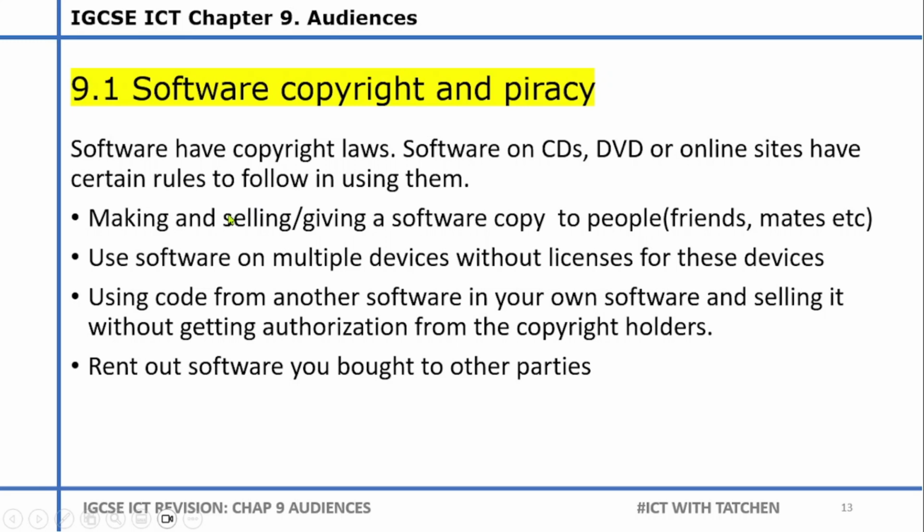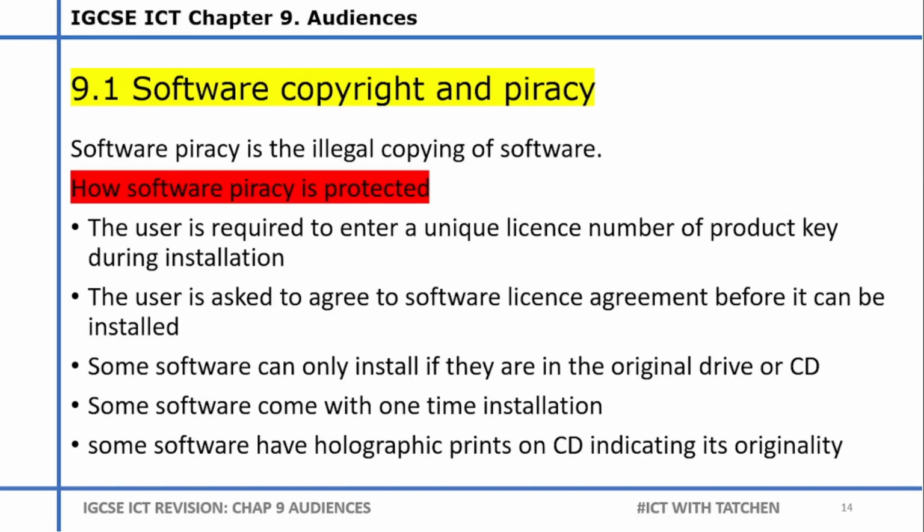So for instance, Microsoft Office, if you buy it, making and selling or giving a software copy to people, friends, mates, etc., is not allowed. Using software on multiple devices without licenses for these devices is also not allowed. And using code from another software in your own software and selling it without getting authorization from the copyright holders is not allowed. So that's against copyright law. Renting out software you bought to other parties without prior authorization is also not allowed. So these are the copyright laws.